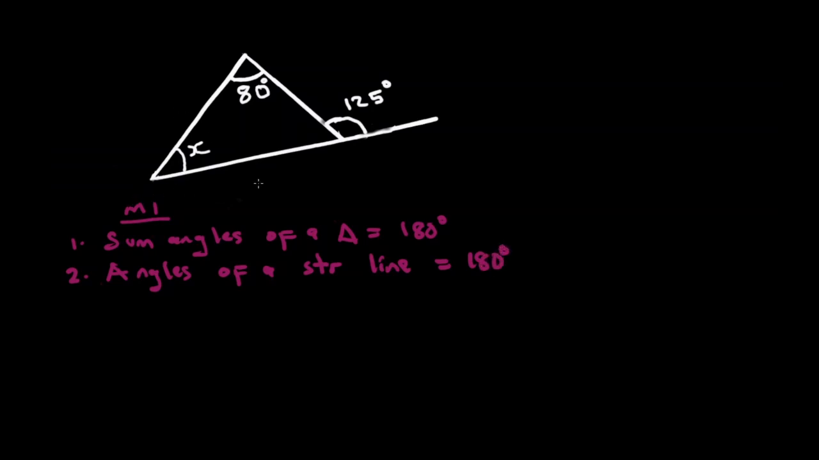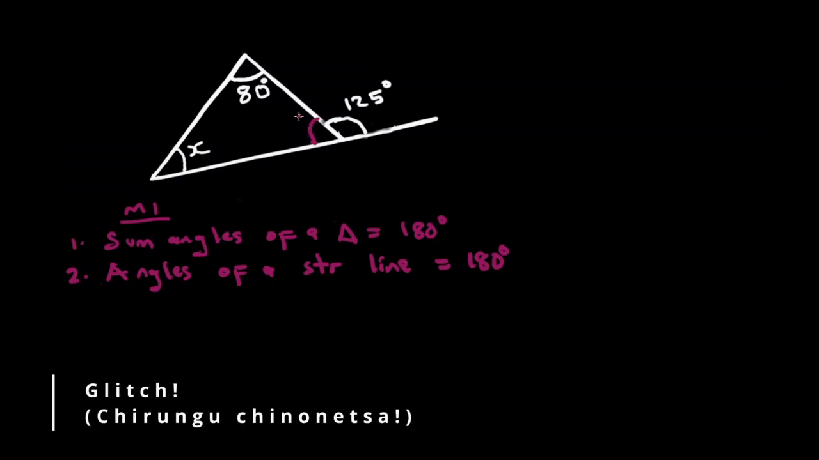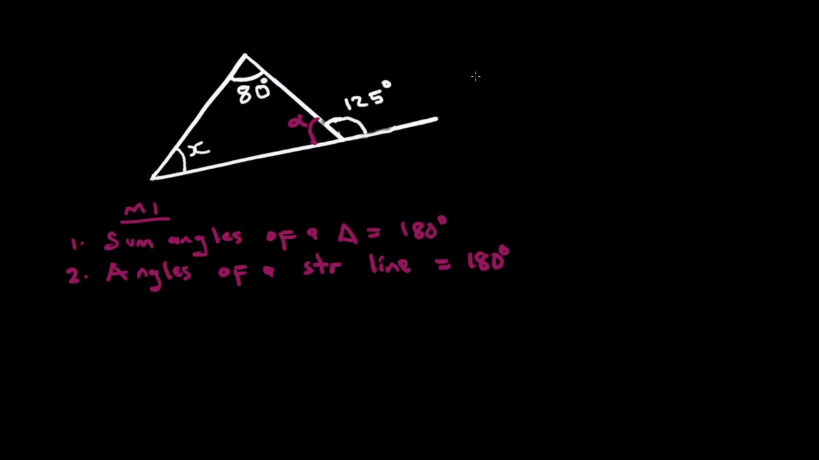This is x. So firstly, we need to establish what this angle is, and maybe let us call it alpha. In order for us to find alpha, it will be alpha plus 125 degrees is equal to 180 degrees. To establish this equation, we used our second fact that angles on a straight line give us 180, and as you can clearly see, this is a straight line.